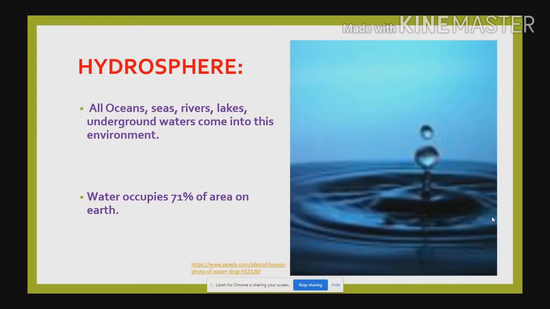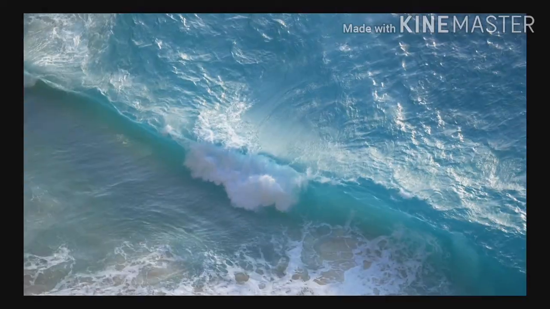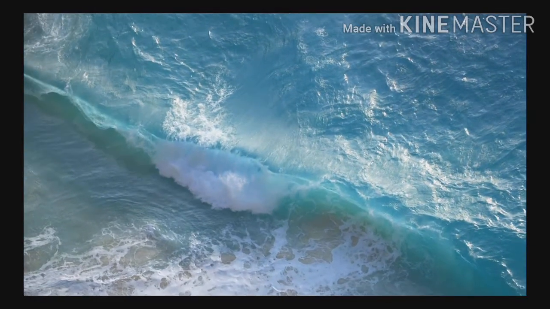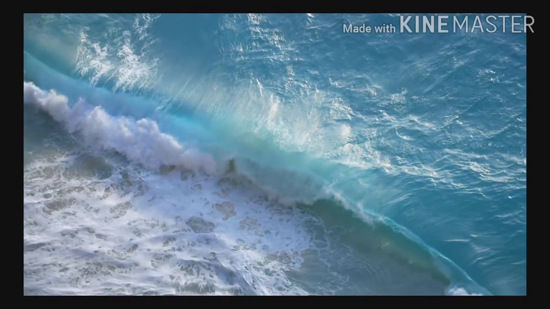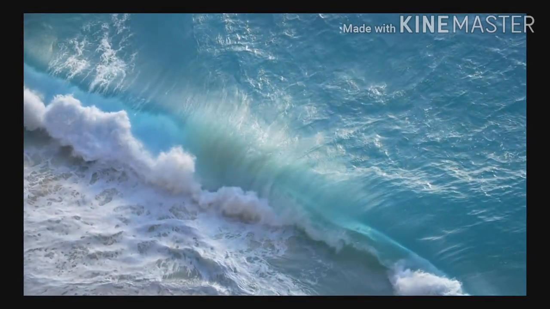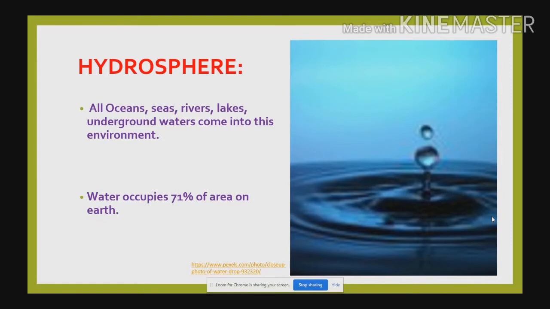Now, hydrosphere. Hydro means water. Simply we can say it is the water world. All the oceans, seas, rivers, and underground water come into this environment. Water occupies 71% of the area on the Earth.